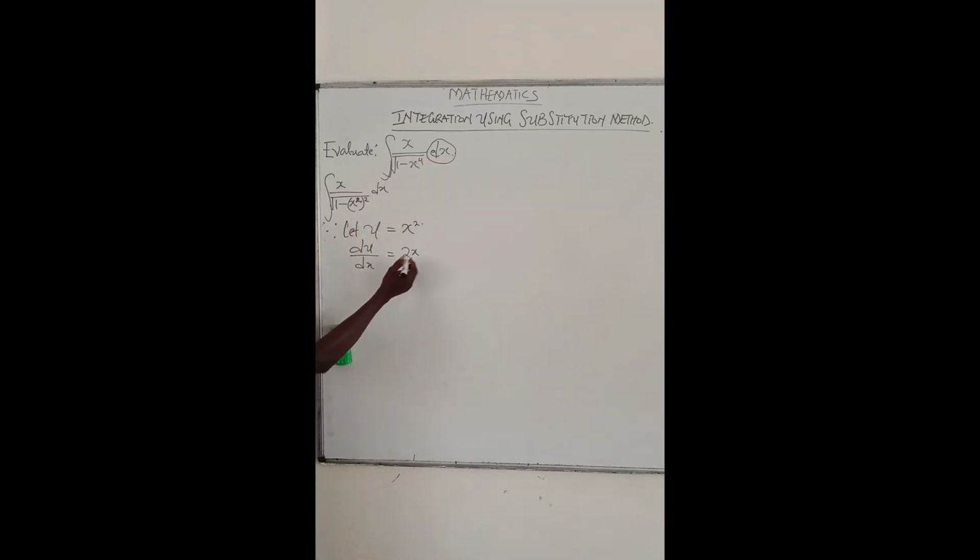So what are you going to do? You cross multiply. If you cross multiply, you are going to have ds equal to du over 2s. I believe you all know that. Take note: whenever you see ds, it represents du over 2s.